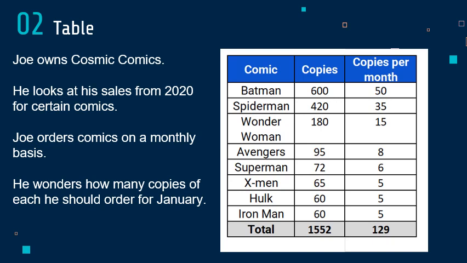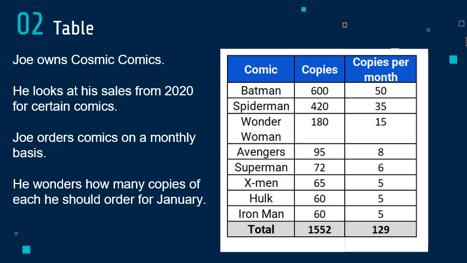So here he can order 50 copies of Batman, 35 of Spider-Man, and so on. Some of these have been rounded up or down because they gave decimal amounts, but it kind of gives him a reasonable estimate of how many he should order for January.